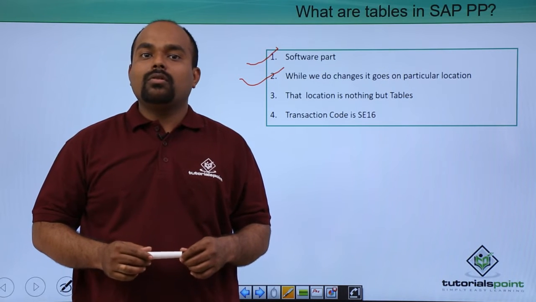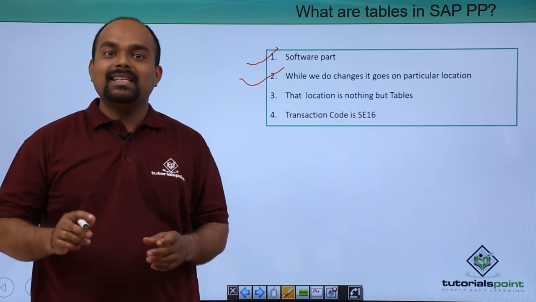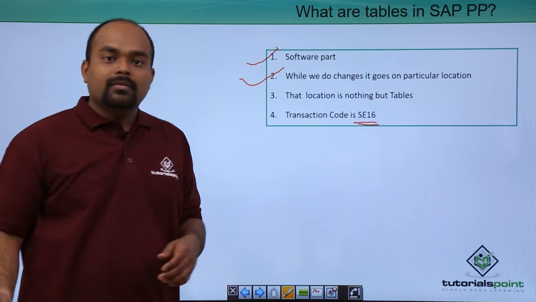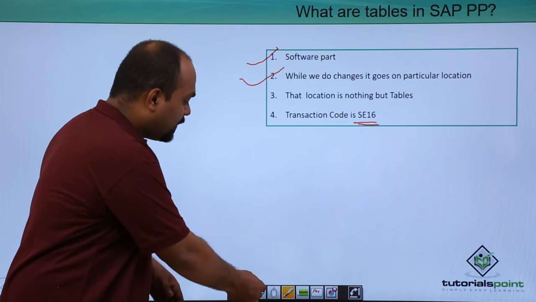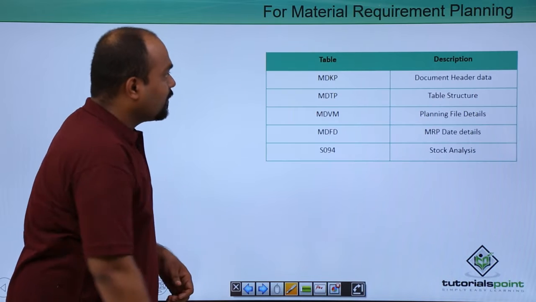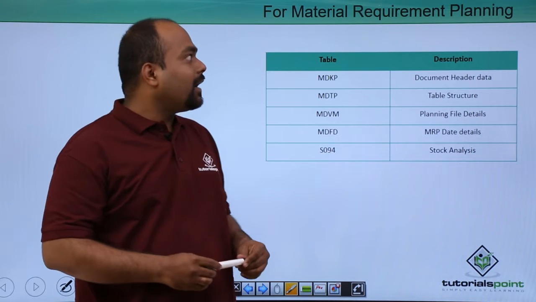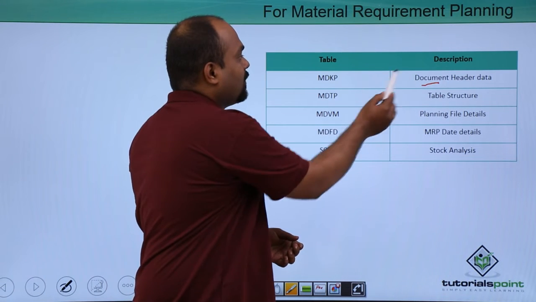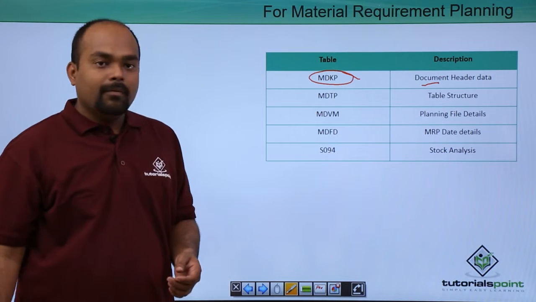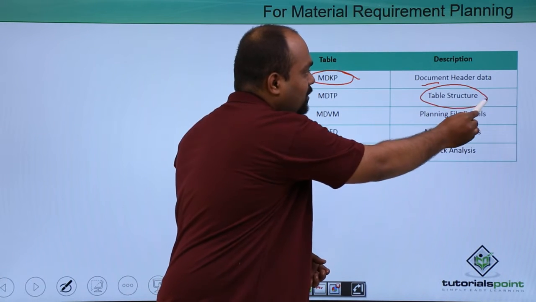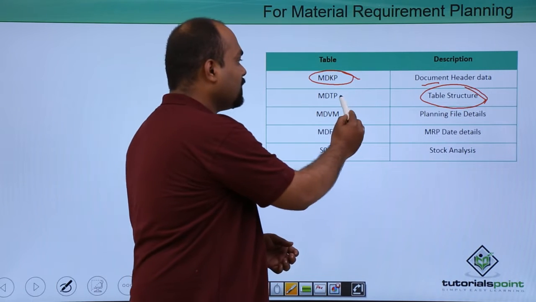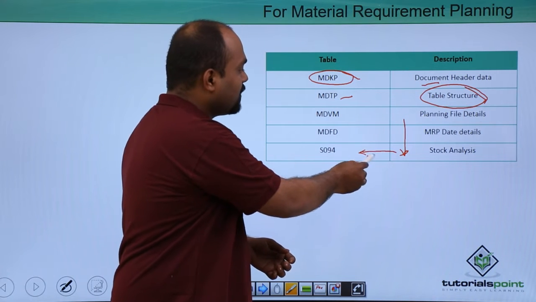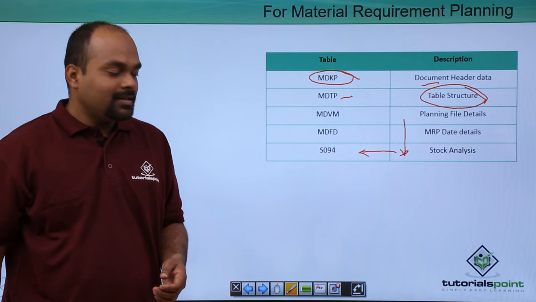The transaction code to see the tables is SE16. SE16 is the transaction code. Next, we will see some tables, like the table for material requirement planning. For document header data, this table is there. For data table structure, this table is there. In the same way for stock analysis, MD04, like this.